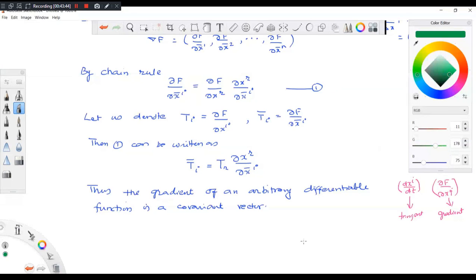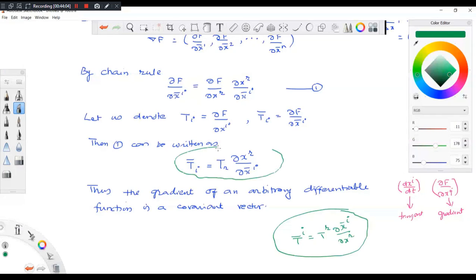You look at the contravariant. Contravariant means T bar i is equal to Tr del x bar i by del xr. So this is the transformation law for a contravariant vector, and this is the transformation law for covariant. Now you look at the difference. Here x bar i is in the denominator. That means the second coordinate system's components are coming in the denominator. Here it is coming in the numerator. Here you are differentiating with respect to the x bar coordinate. Here you are differentiating with respect to the x coordinate.